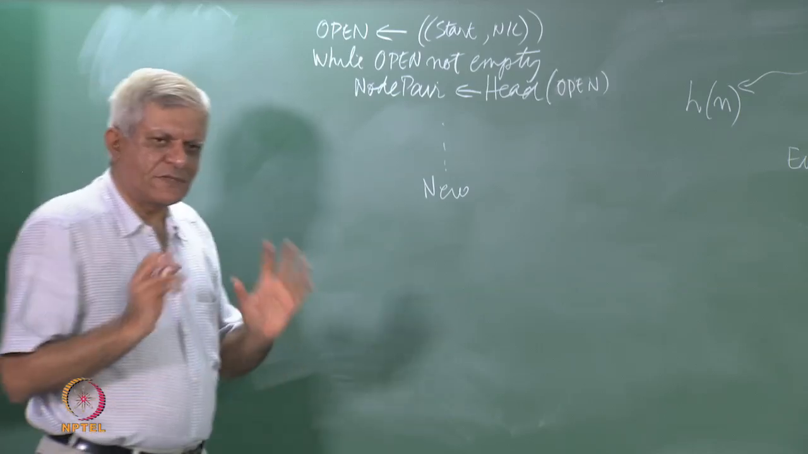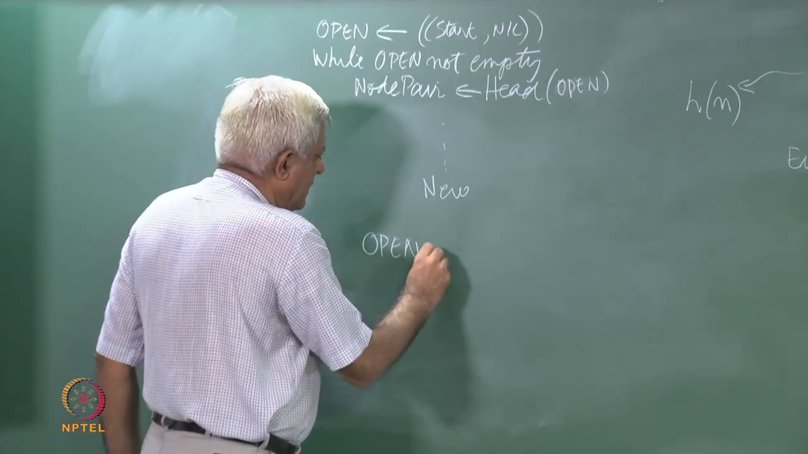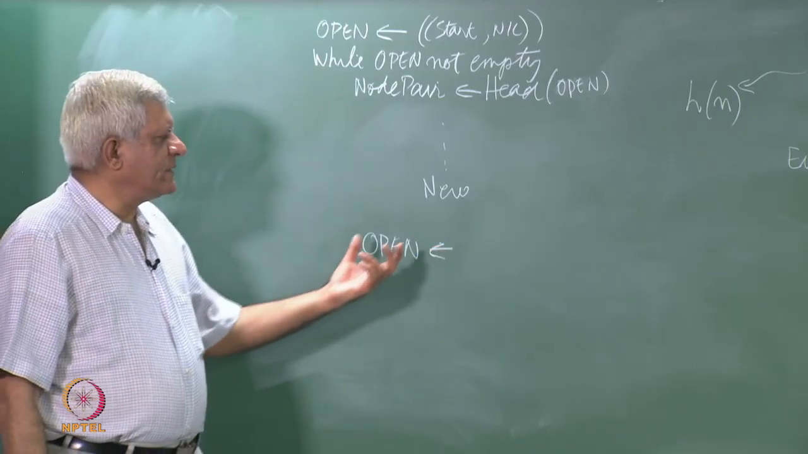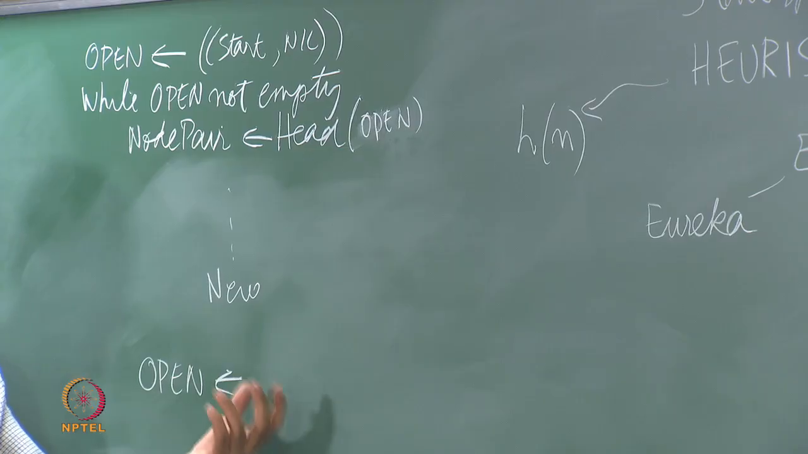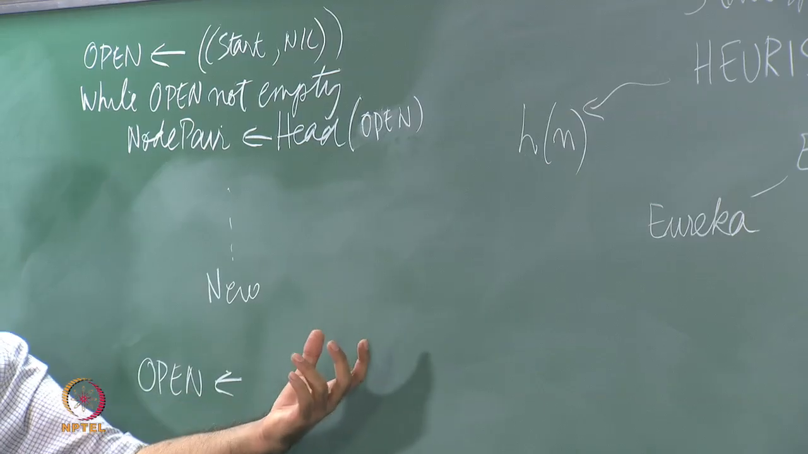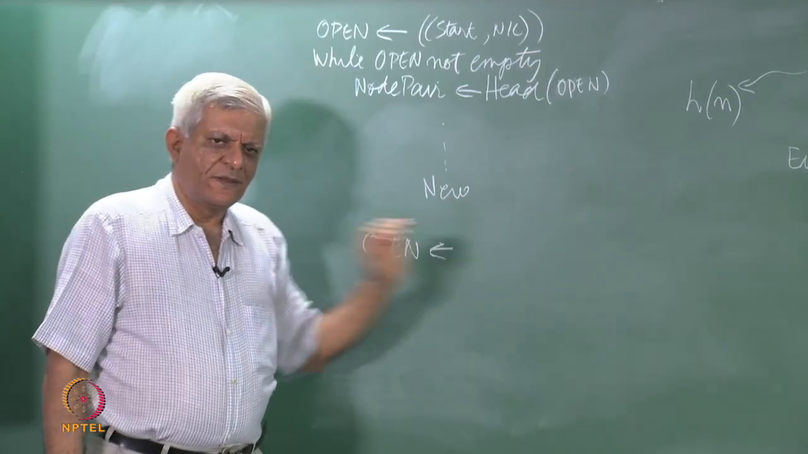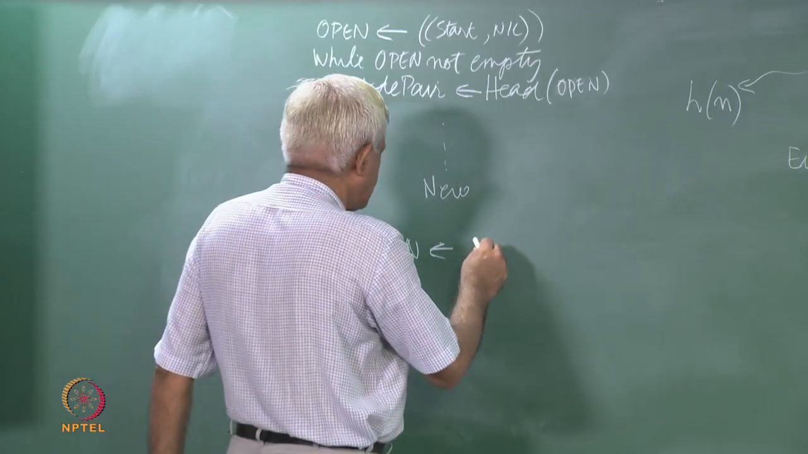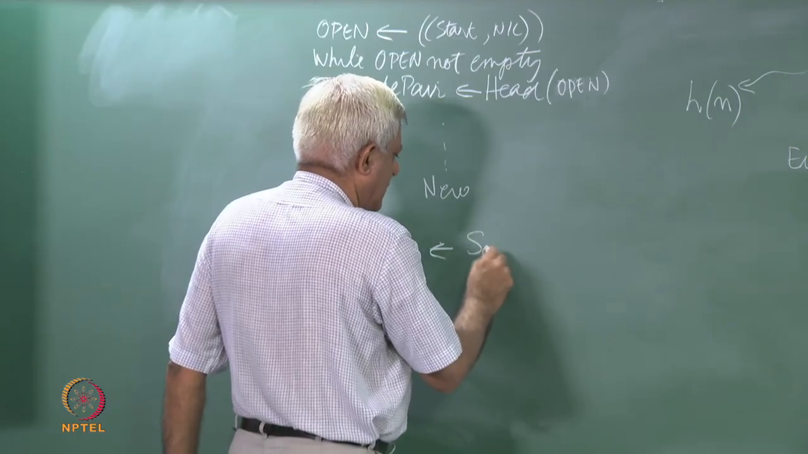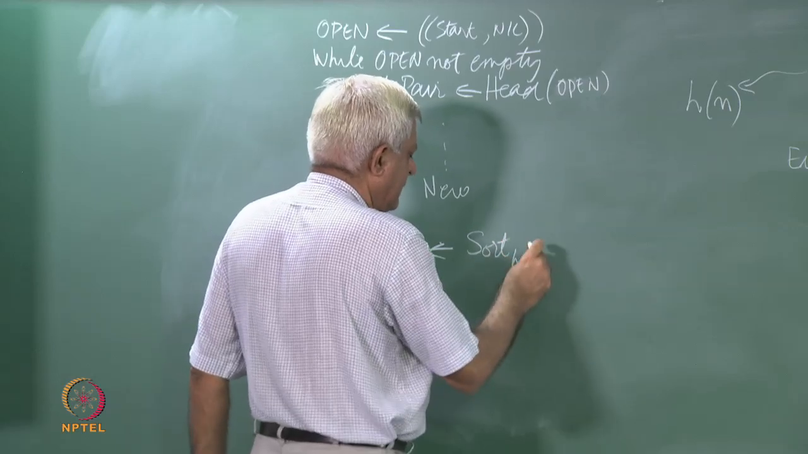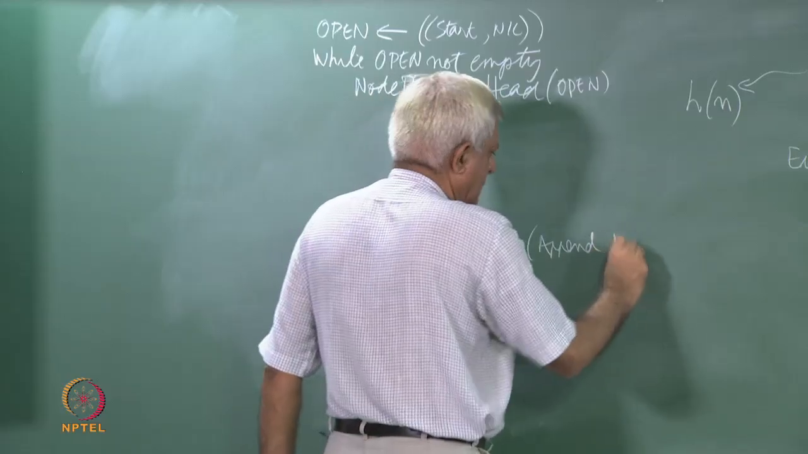What we will do now, at least conceptually, is this. Remember that so far we said that we can either add new at the head of the tail of open, or at the end of the tail of open. If it was at the head of open, it was like a stack; if it was the tail of open, it was like a queue. But now we are saying something like this: sort on h, append new.